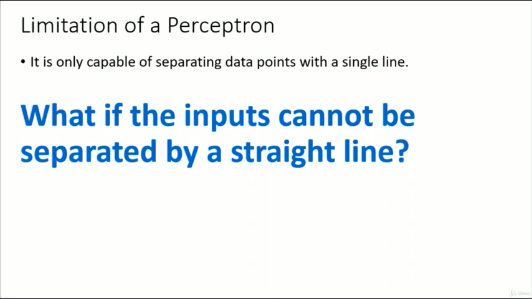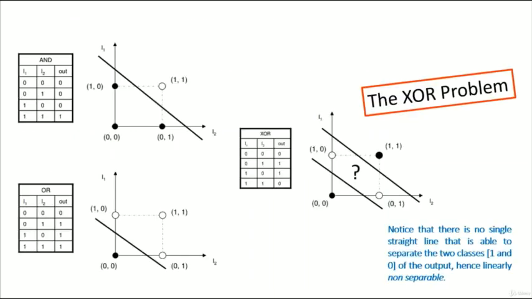What happens in this case? This is where we arrive at something called the XOR problem. And this is how the multi-layer perceptron was derived.